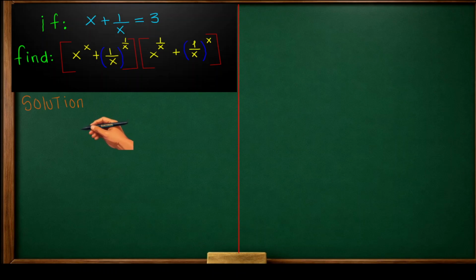Welcome back. Today we are solving this algebra problem. If x plus 1 over x equals 3, we need to find this. Given x plus 1 over x equals 3, we cube both sides of the equation.